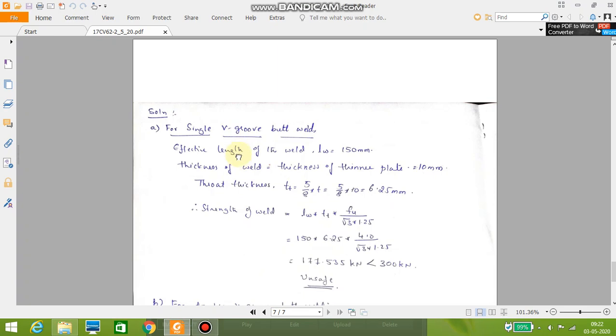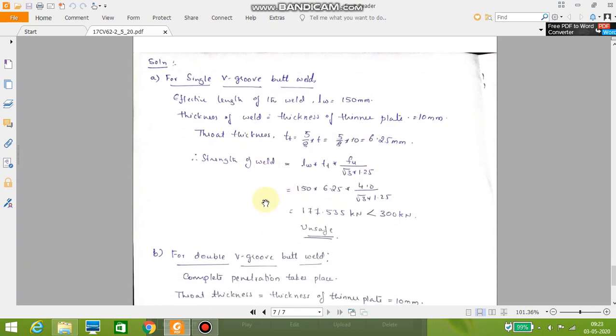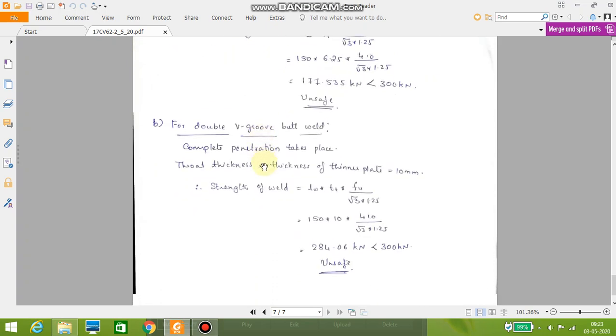In this case the effective length of the weld is 150 mm because it is given in the problem. Now the thickness of the weld is equal to the thickness of the thinner plate. By default it is 10 mm. So the throat thickness TT equal to 5 by 8 into T works out to be 6.25 mm. Now the strength of the weld is given by the formula LW into TT into Fu by root 3 into 1.25. Upon substitution it works out to be 177.535 kilonewton, which is less than the 300 kilonewton. Therefore it is unsafe.